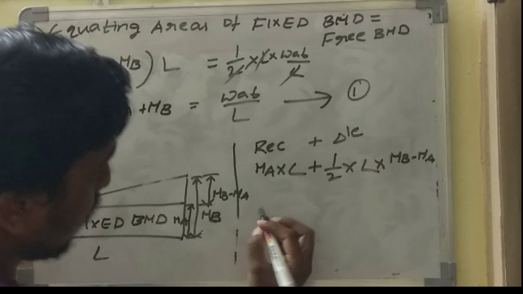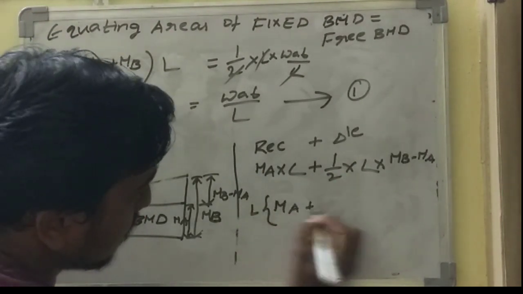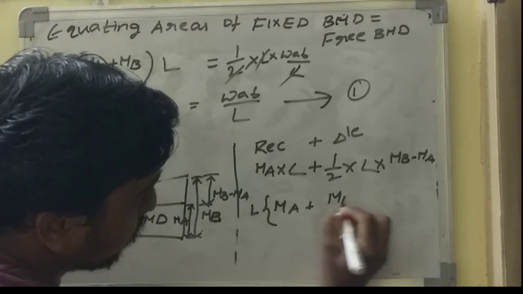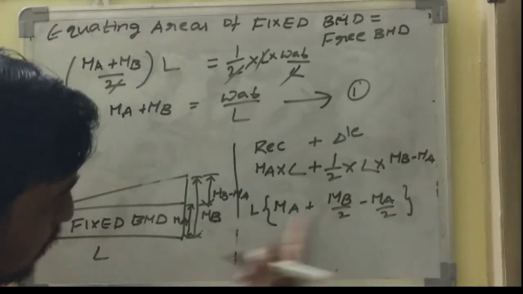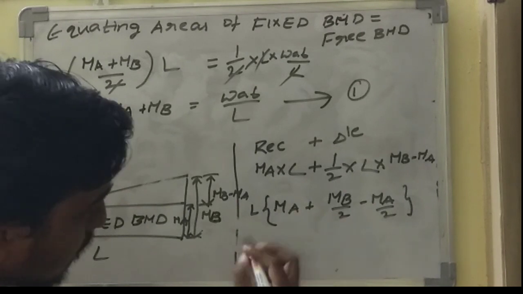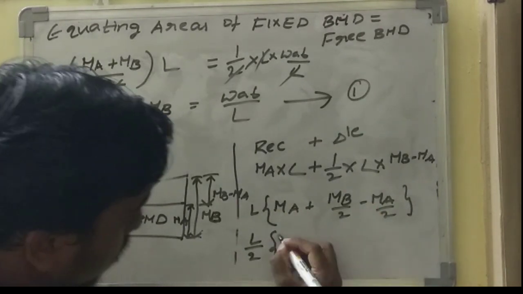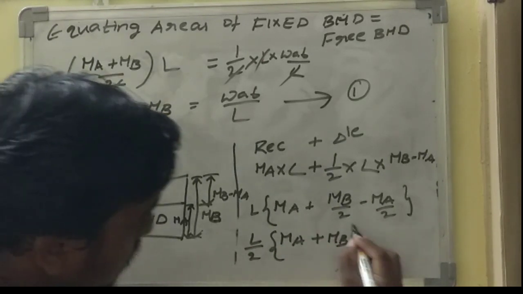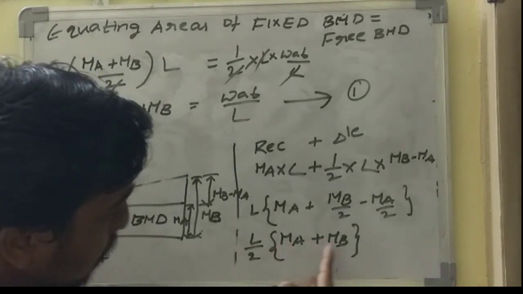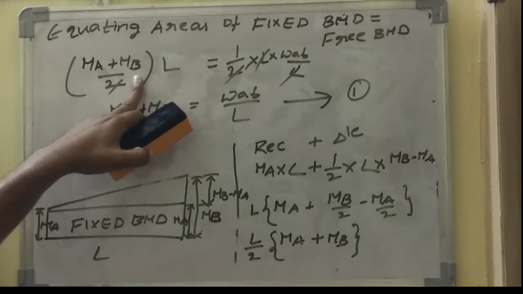I am taking L outside, common here. Again MA plus MB by 2 minus MA by 2. So I am taking 2 common, 2 LCM. So you will get L by 2 outside. 2 MA minus MA, you will get MA plus MB. Already I am taking 2 LCM outside. Therefore (MA plus MB) by 2 into L. I am taking it here in the formula format.